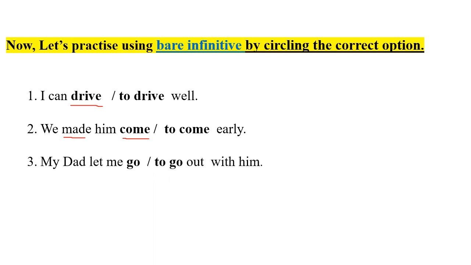Number 3, my dad let me go to go out with him. Look at the verb let. After let we must have bare infinitive, so the best answer is go. My dad let me go out with him.